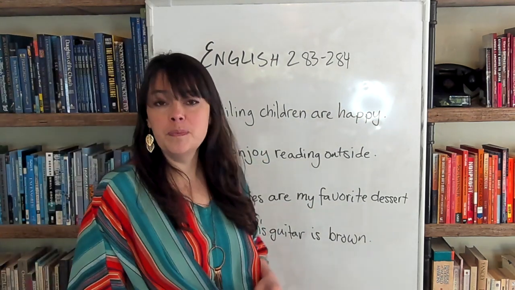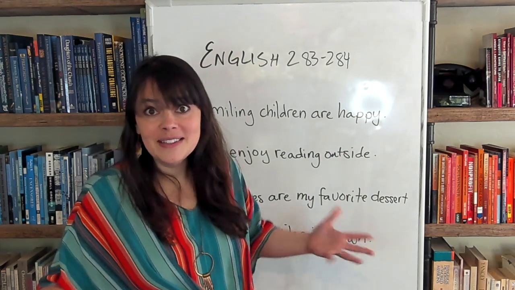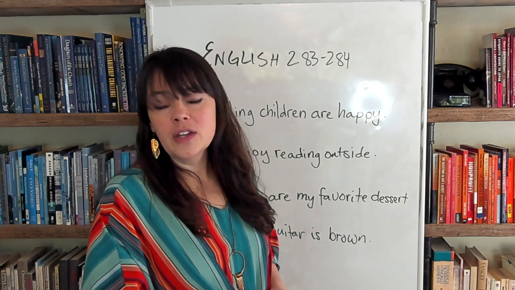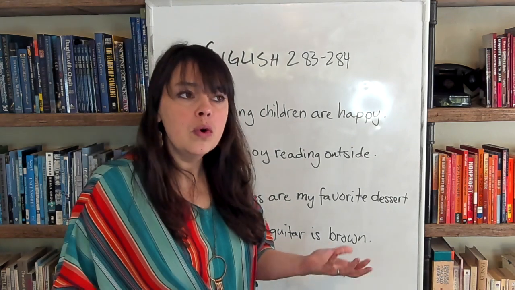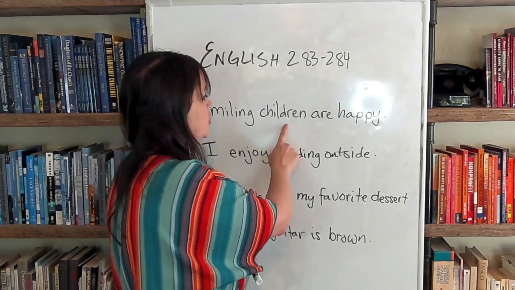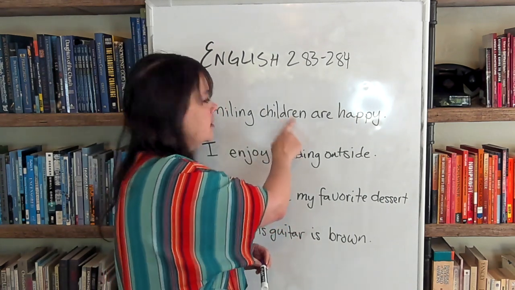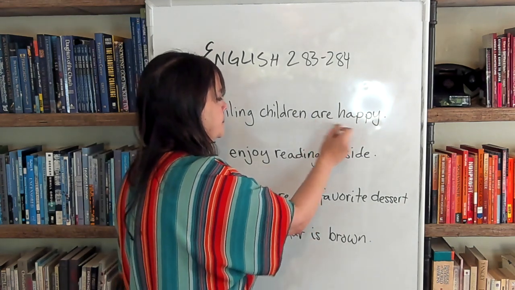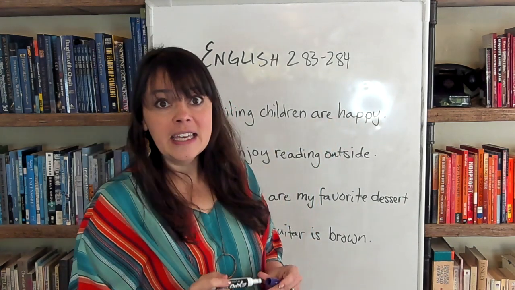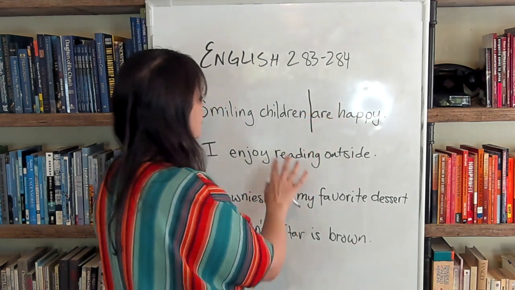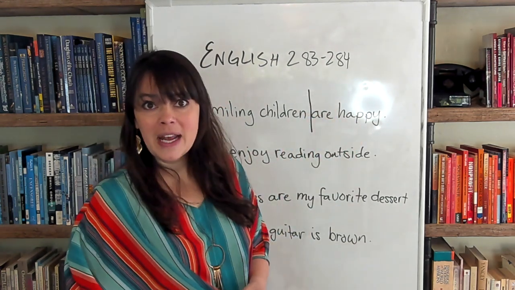Let's take a few sentences apart and find their parts. Smiling children are happy. We can look at that sentence and think, well, who or what is this sentence about? Well, it's about smiling children. Okay, that's your subject. Children specifically. And are is a linking verb. All right, so if we put a line between these two, we have subject and predicate.